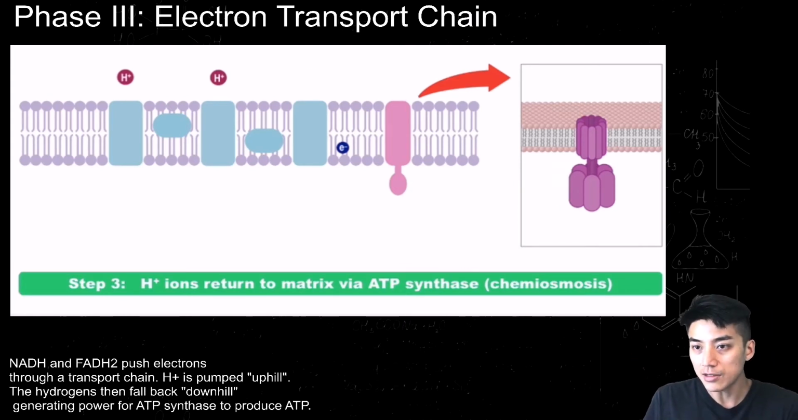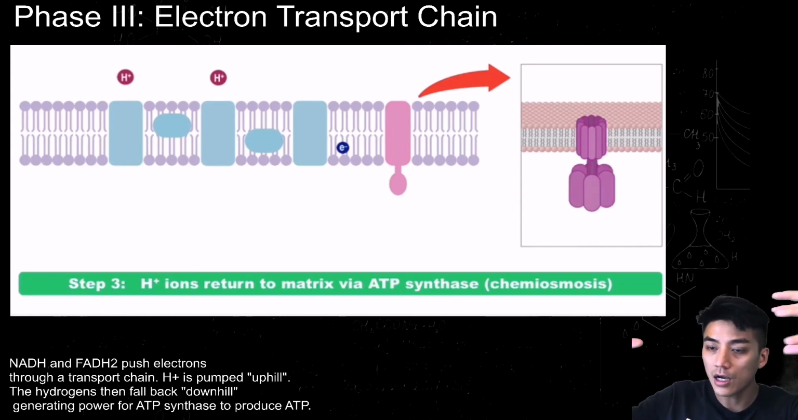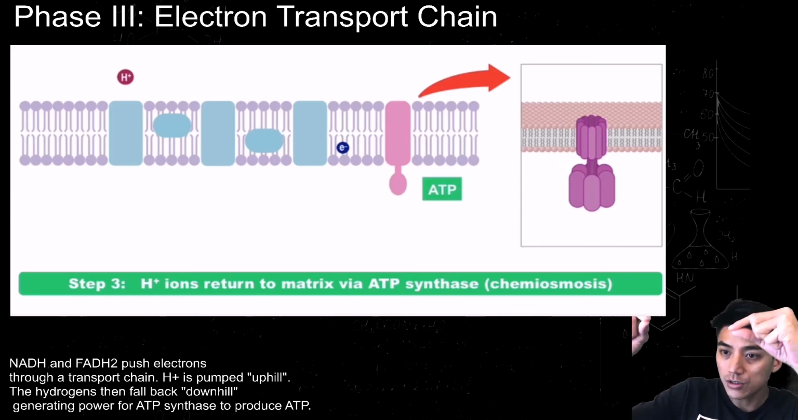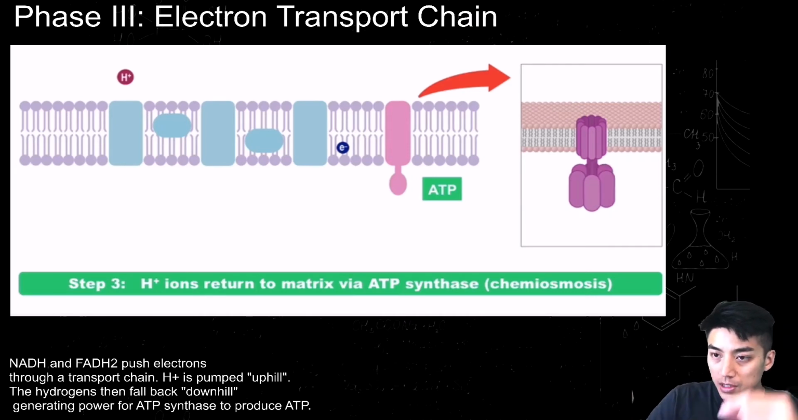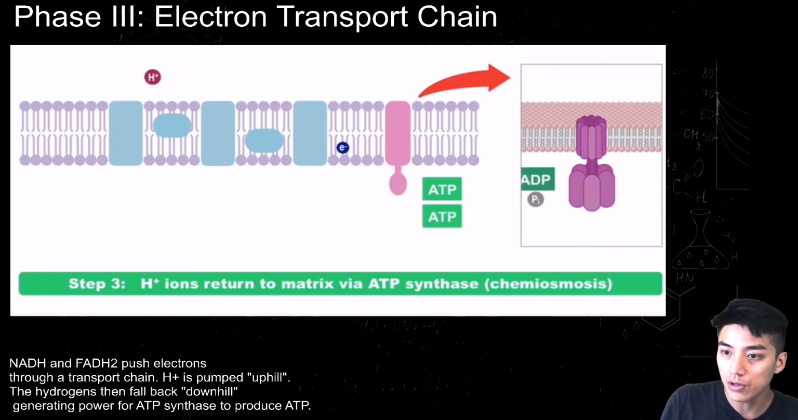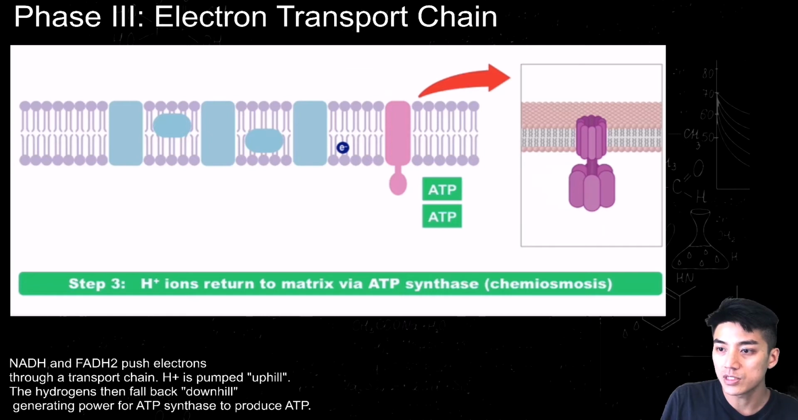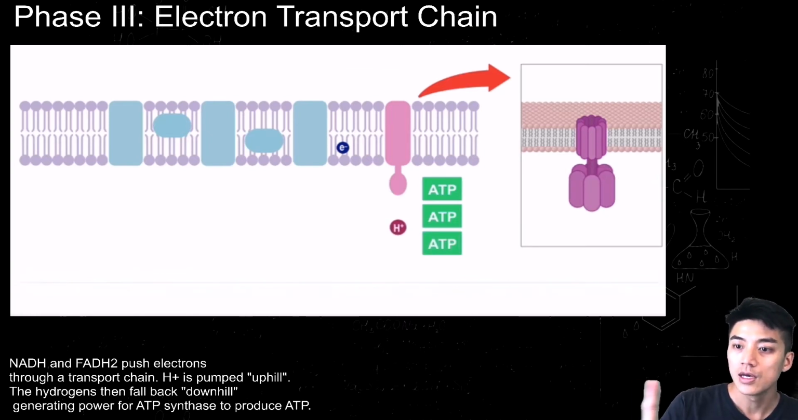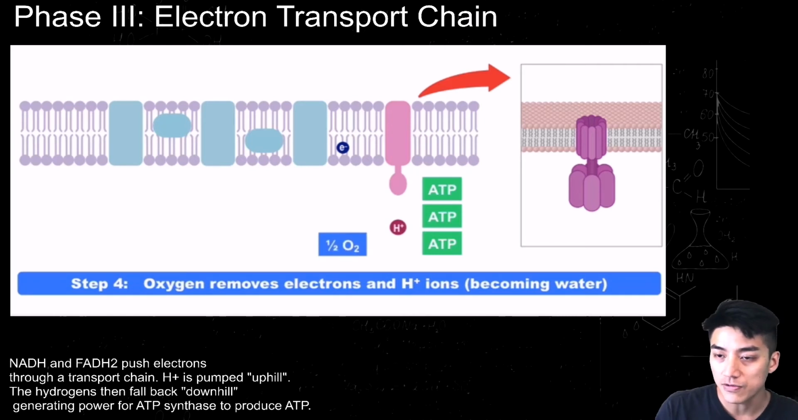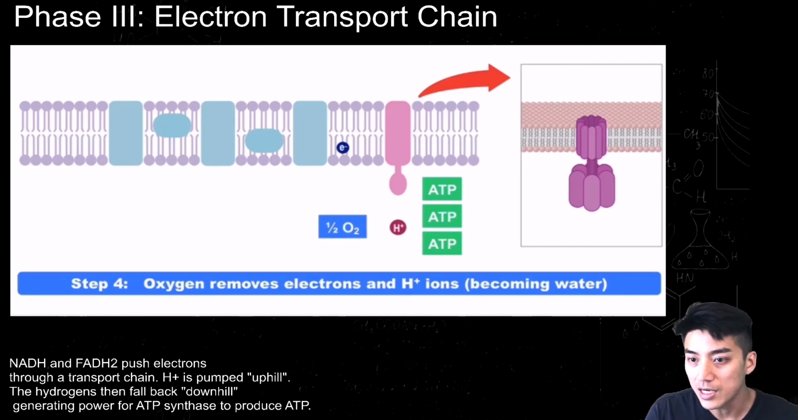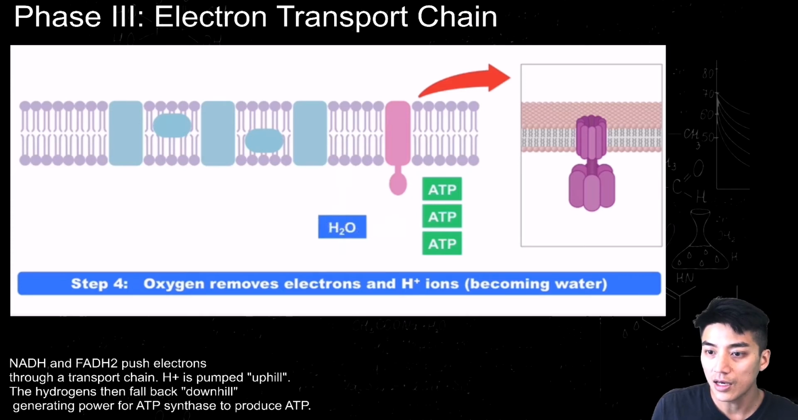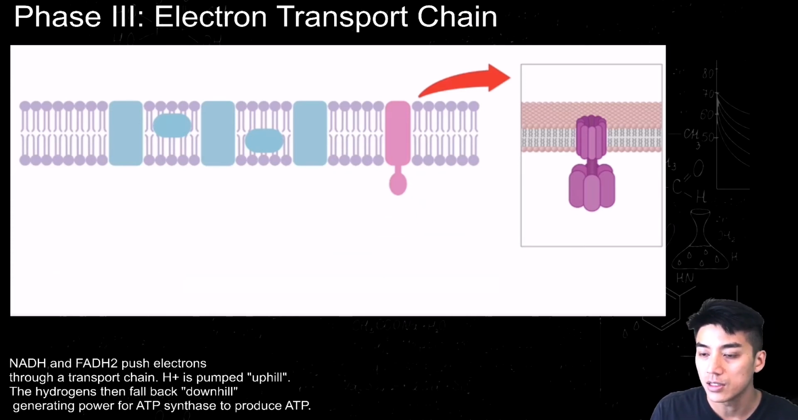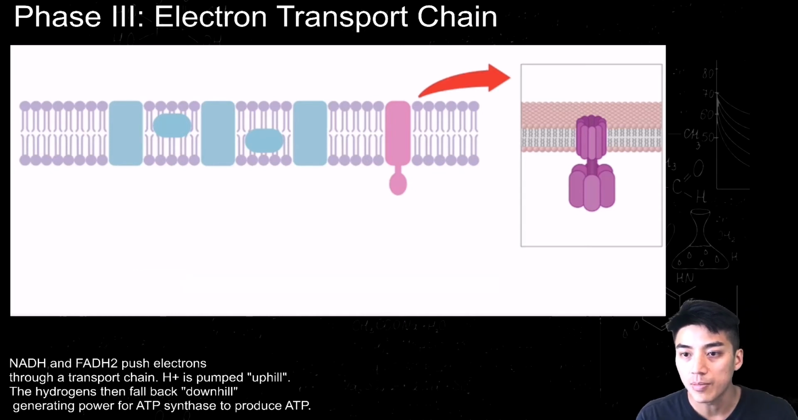Now that they're on the outside, there's a high concentration of hydrogens on the outside of the membrane. So naturally, it's going to diffuse through. It falls back down through a protein known as ATP synthase, which is that purple pink protein that you see, and it's churning out ATP. So the hydrogens provide energy for that. And in this last step, you're going to see oxygen come in, and it creates water by picking up the excess hydrogen ions and the electrons. So water is released as a byproduct.